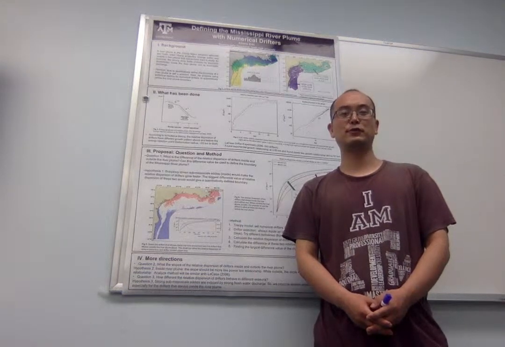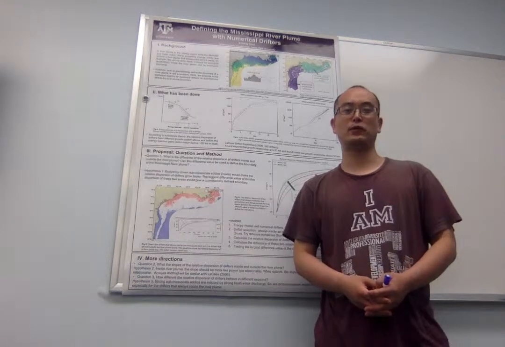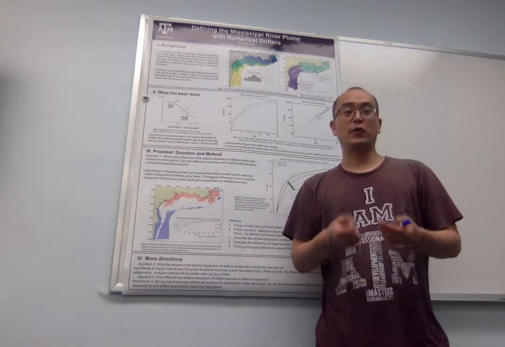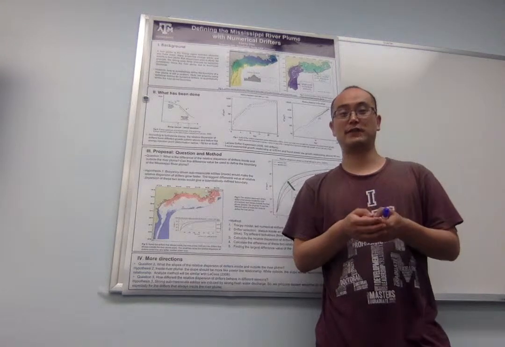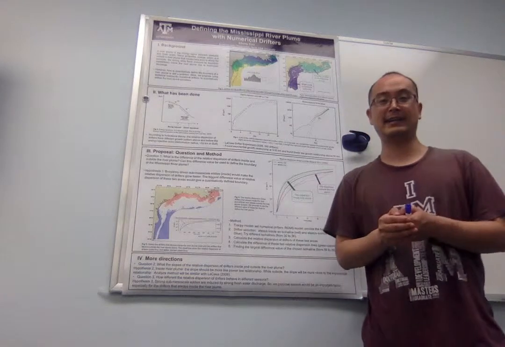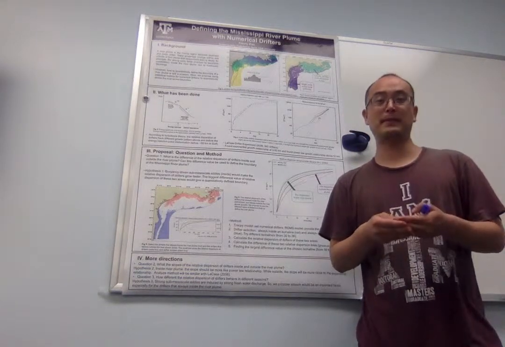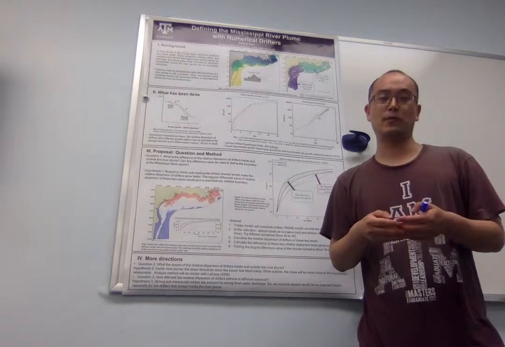Today I want to introduce my proposal about defining the Mississippi River plume with numerical drifters. A river plume is the mixing region between seawater and fresh water. There are a lot of different properties inside and outside the river plume that researchers want to study, for example, the strong submesoscale eddies inside the Mississippi River plume.